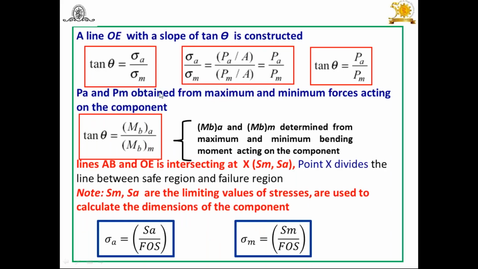Try to understand. By using tan theta equal to this equation for the moments, Sm and Sa are the limiting values that are used to calculate the dimensions. Using sigma a equal to force upon area, sigma m equal to force upon area, in area you can put the value of pi by 4 into d square for a cylindrical part, where the area is going to vary. Accordingly, you can find out the dimension for the fluctuating load condition. This is about the modified Goodman diagram for a component subjected to axial and bending load.